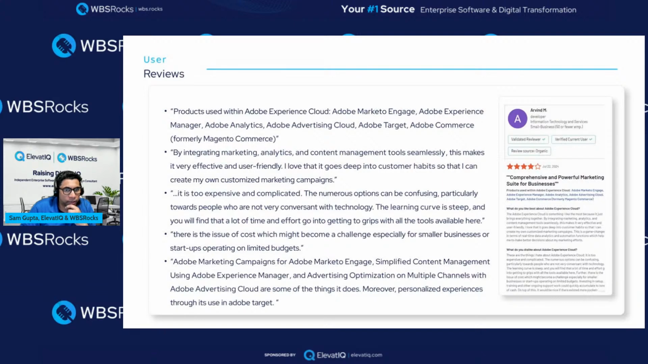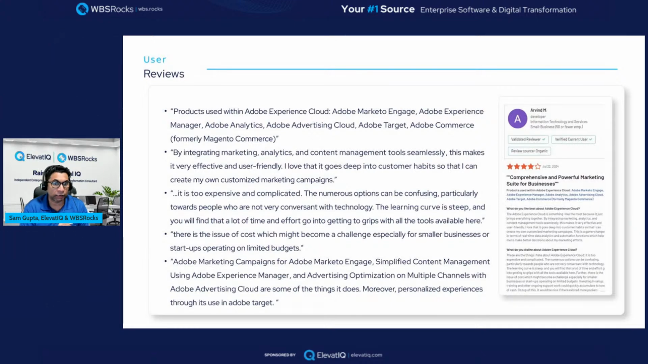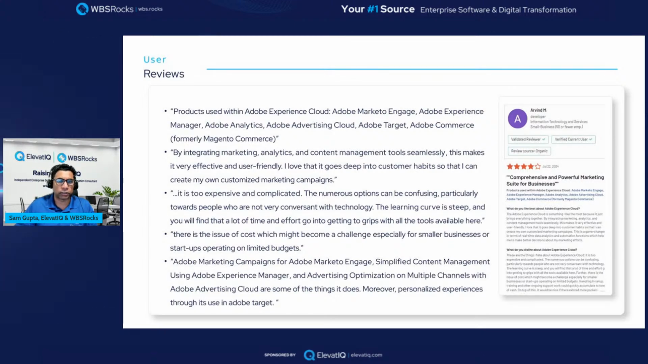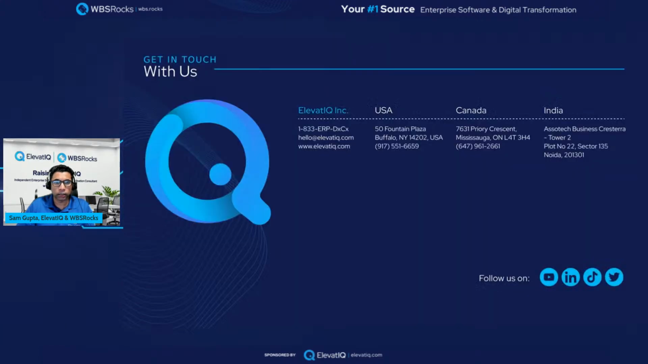They have one more comment here, which is saying Adobe marketing campaigns for Marketo Engage, simplified content management using Adobe Experience Manager, and advertising optimization on multiple channels with Adobe Advertising Cloud are some of the things it does. Moreover, personalized experiences through its use in Adobe Target. Again, there's not much in the comments, so I'm not going to talk much about that.